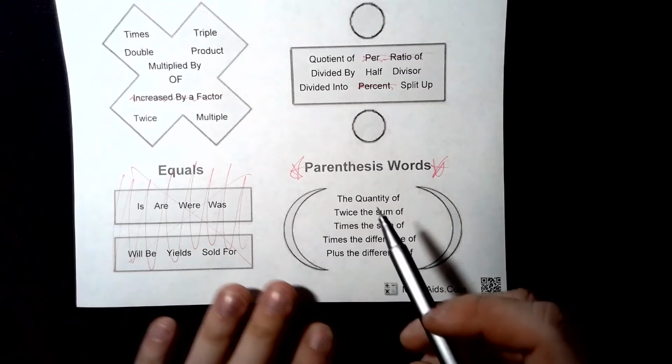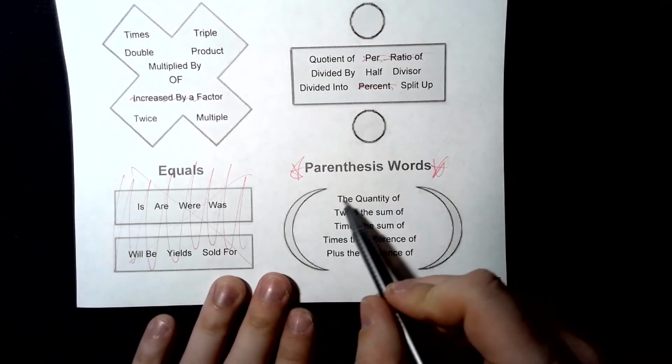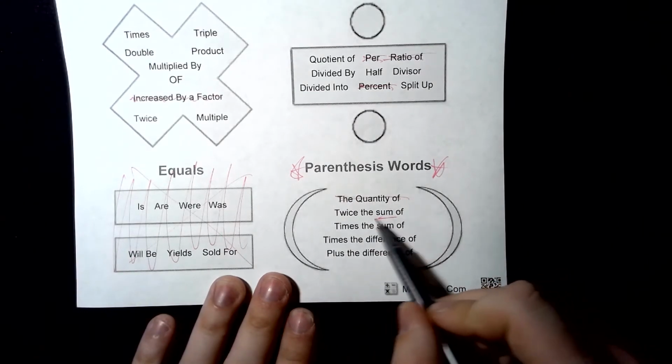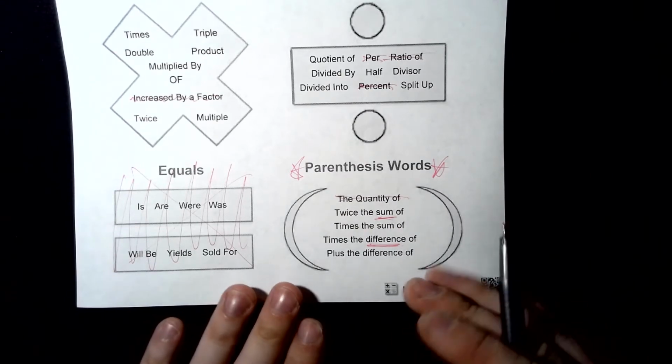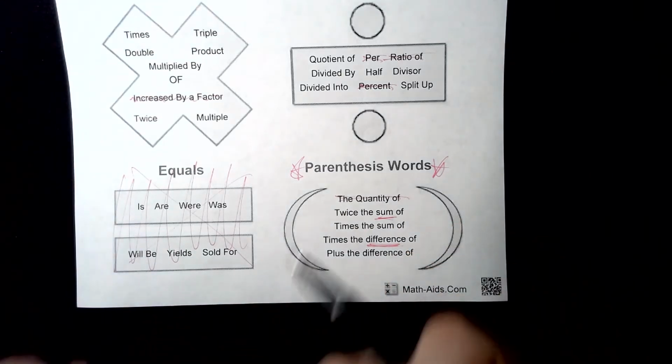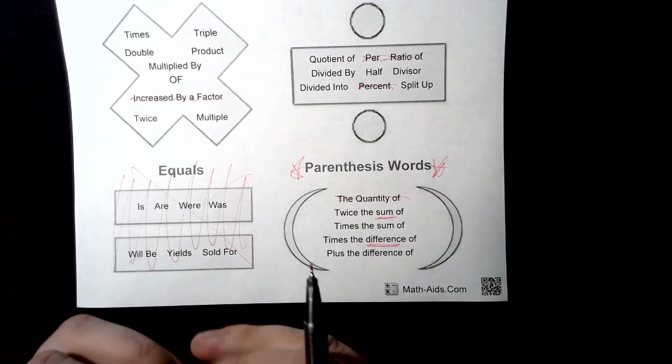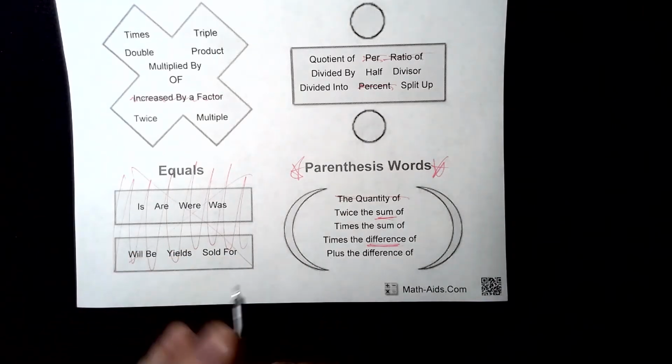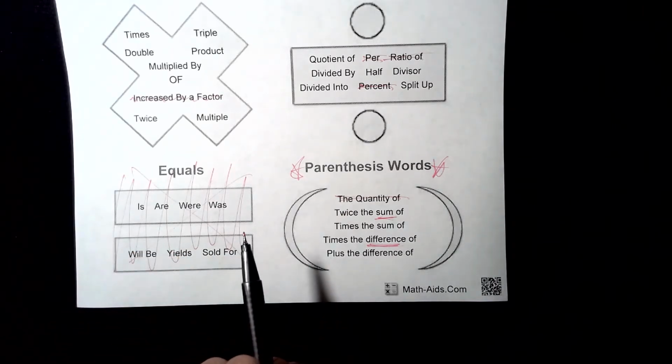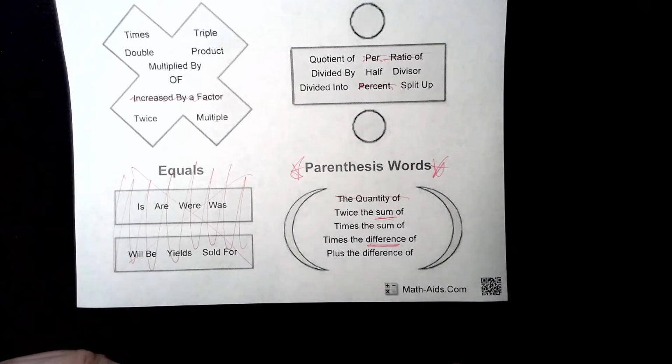Whenever you see not so much the quantity of, but when you see sum or difference, it's a good practice, when you initially write the problem, to use parentheses. If it turns out you don't need parentheses later, you can always go back and erase them or rewrite the problem anyways without the parentheses.